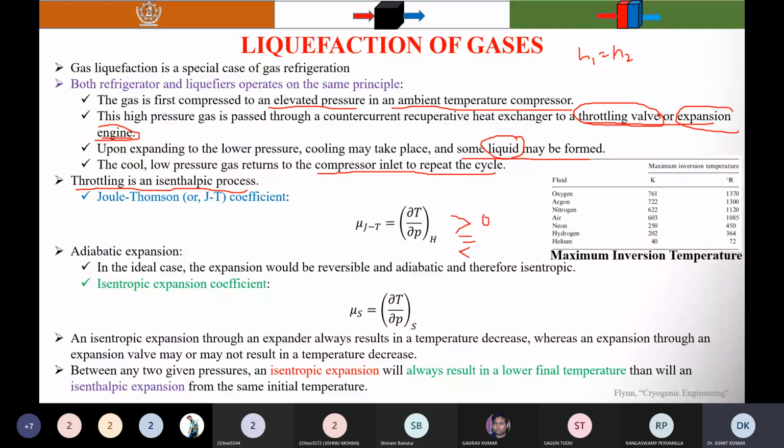So if you remember, hydrogen, helium, and neon have a negative Joule-Thomson coefficient, means in this case mu JT is less than 0.